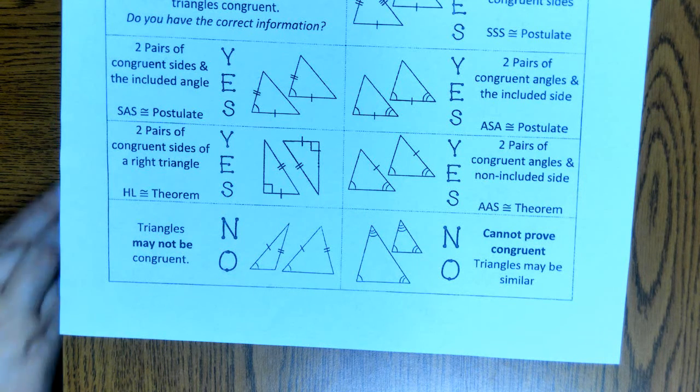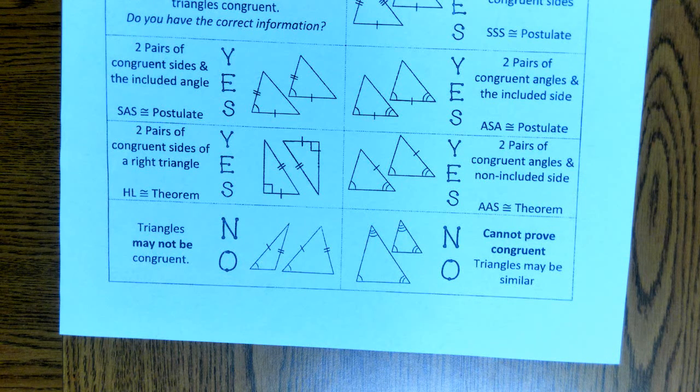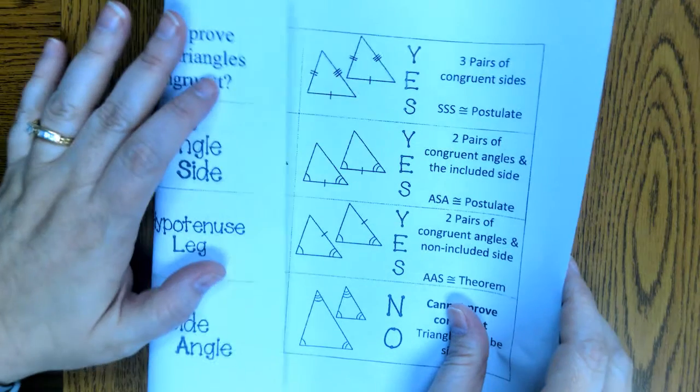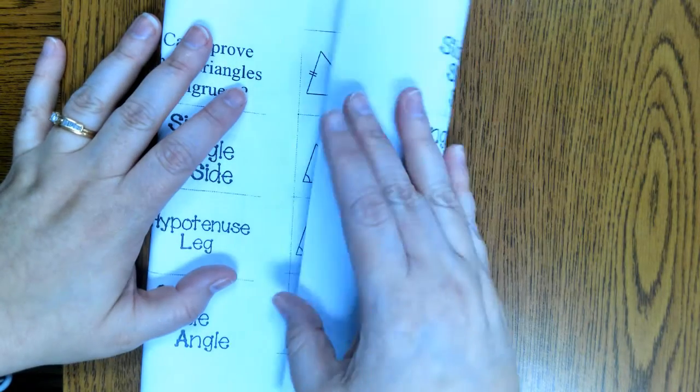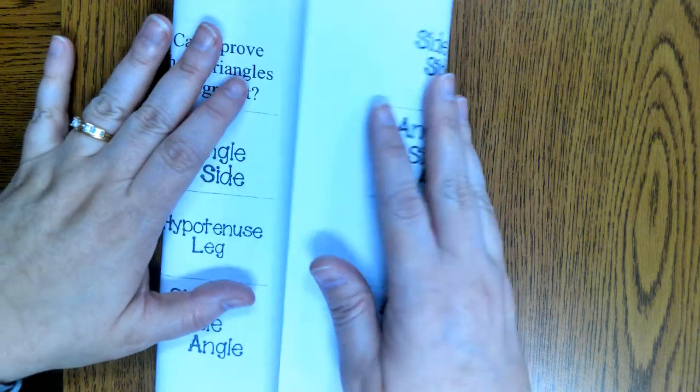Alright, so the section that we're on is about triangle congruence, meaning how to tell if two triangles are going to be exactly the same as each other. This is a little foldable. If you want to trim it, you can, but you don't have to. You're just folding this inward.